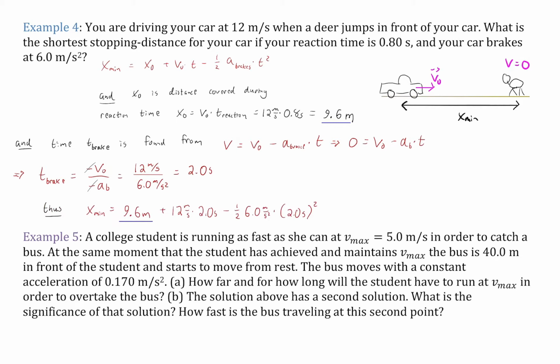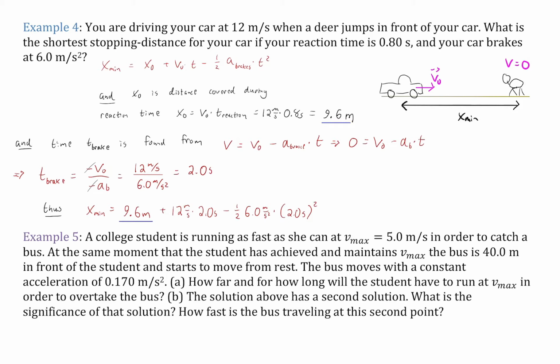So now we put it all together. We find our minimum braking distance: 9.6 meters, okay, plus the 12 times 2 seconds, and then minus 1/2 times 6 times 2 seconds squared. And again, hopefully this minus makes sense, because this is still going to give us a positive distance. The reason it's minus is because the acceleration is in the opposite direction of the initial velocity. And we have to stick with a coordinate system. If I'm calling this the positive x direction, then acceleration points this way. Thus, acceleration is negative. It's a vector, okay? So you have to have the negative there. Otherwise, you'd be greatly overestimating the braking distance, okay?